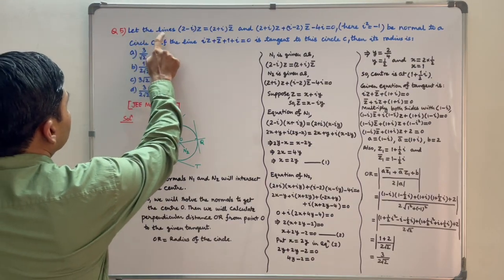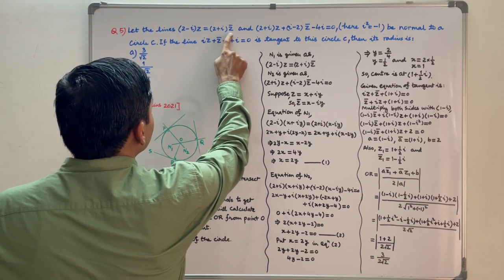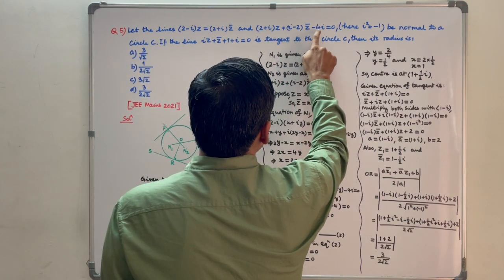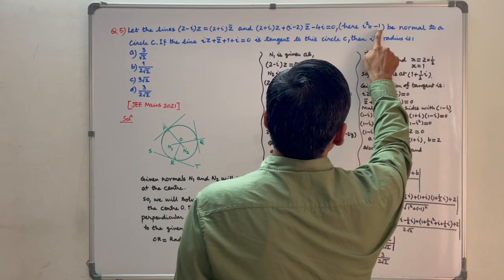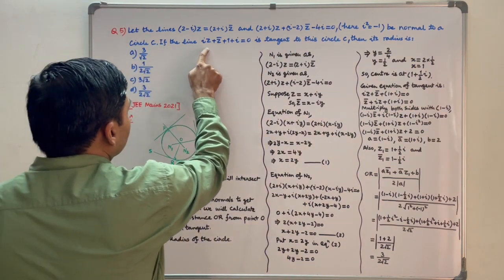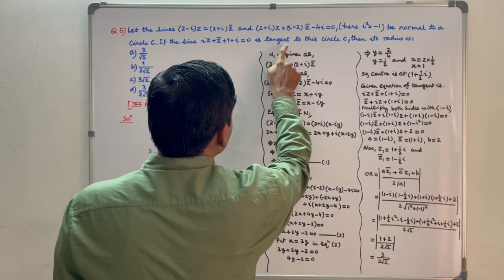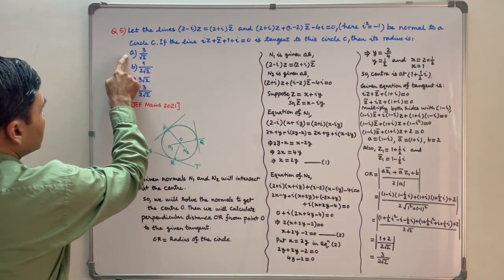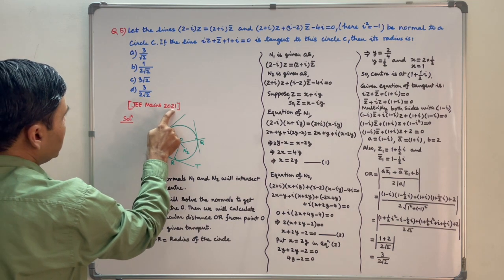Fifth question. Let the lines (2 minus i) into z is equal to (2 plus i) into z bar, and (2 plus i) into z plus (i minus 2) into z bar minus 4i is equal to 0. Here i square is equal to minus 1. Let these be the normals to a circle C. If the line iz plus z bar plus 1 plus i is equal to 0 is tangent to this circle C, then its radius is. These are the options given. This question was asked in JEE Mains 2021.